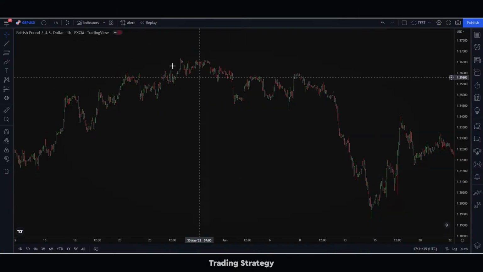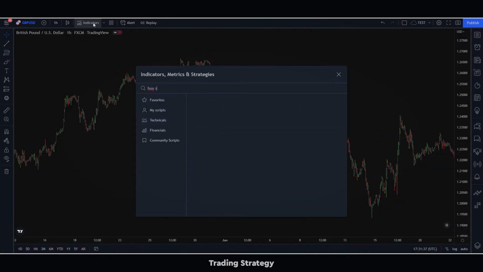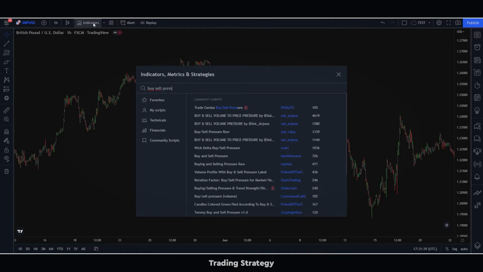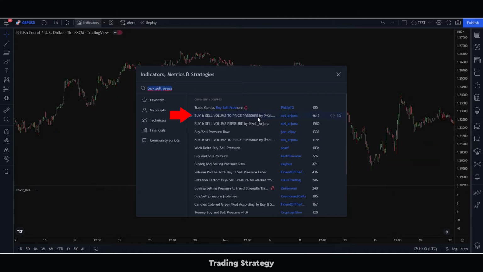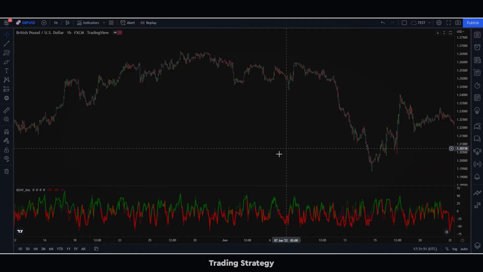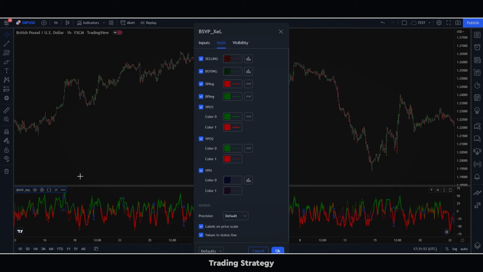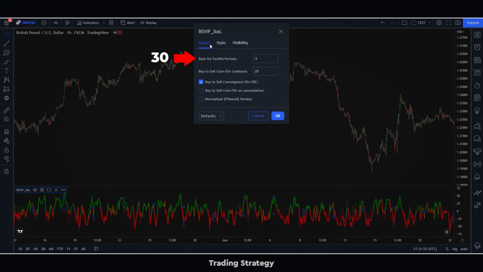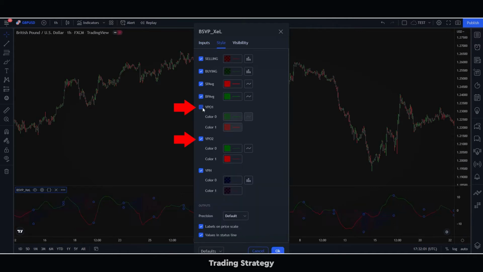The first thing we will have to do is select the buy and sell pressure volume indicator. We will put this indicator at 30 periods. We will deactivate these two lines, and we will put the histogram in white.